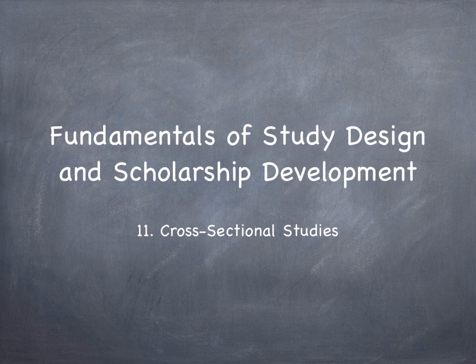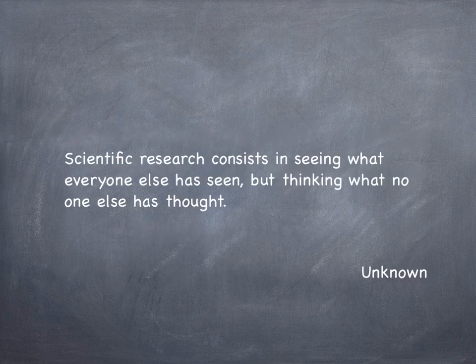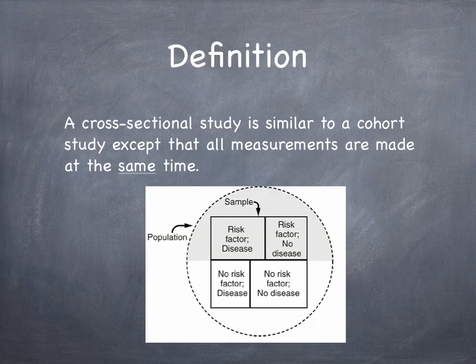Seminar number 11, Cross-Sectional Studies. Scientific research consists in seeing what everyone else has seen, but thinking what no one else has thought. A cross-sectional study is similar to a cohort study, except that all measurements are made at the same time.